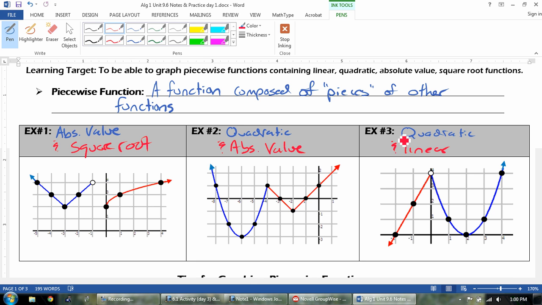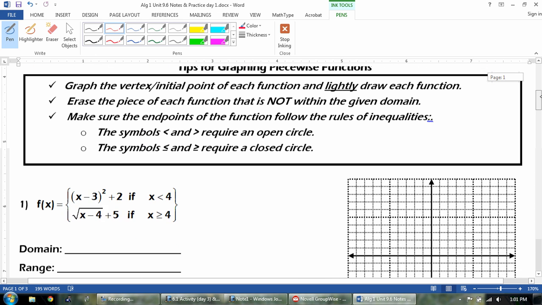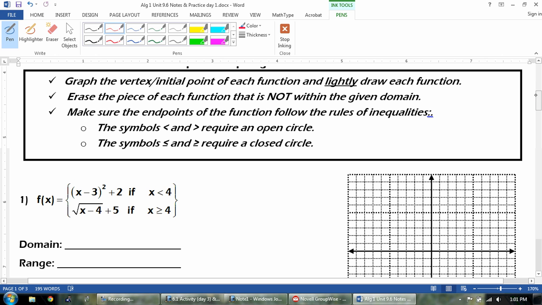So we're going to graph these. You might be like, whoa, Mr. Grice, this is way hard. No, it's not. You'll be fine.